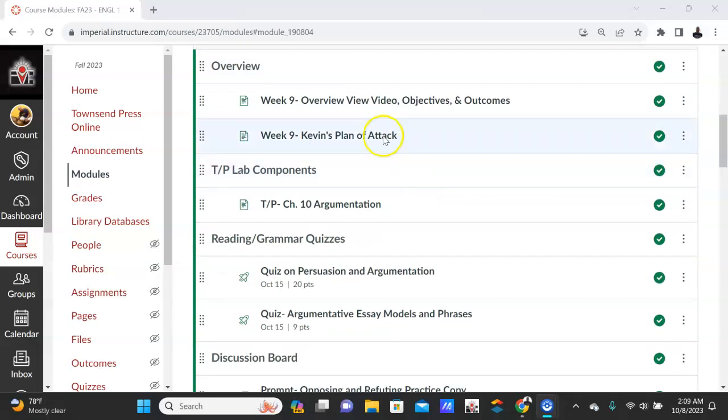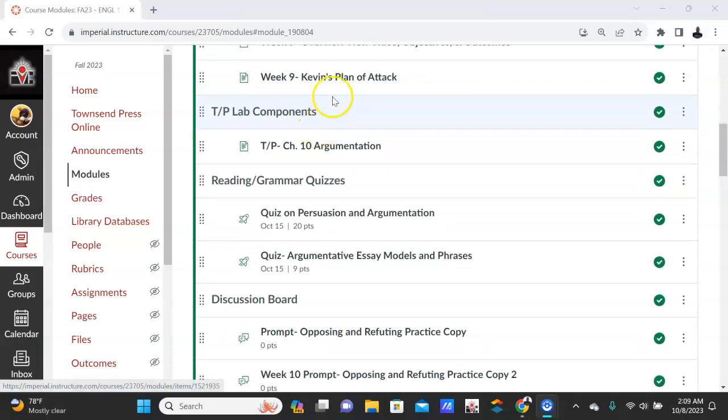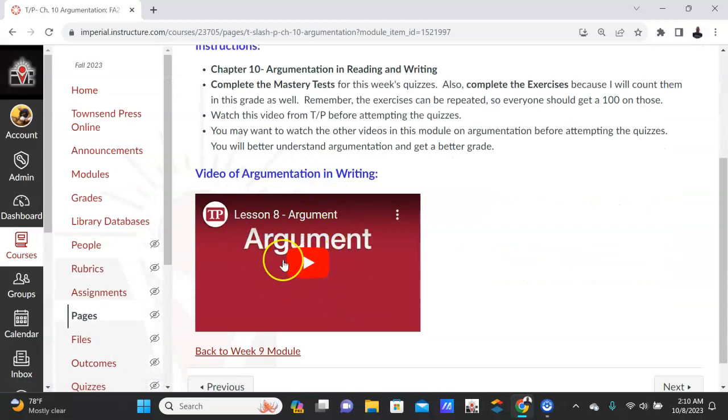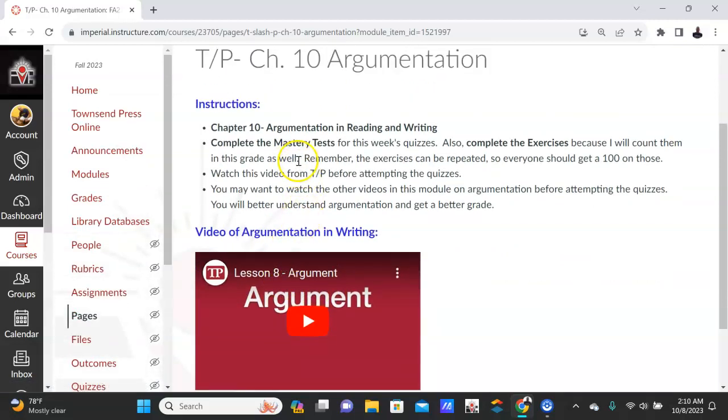So, overview and the objectives, you can look here. My plan of attack, that's what I'm going over now. How would I go about this week's work, completing this week's work? First is the Townsend Press lab component. Chapter 10 is argumentation. There's a video here. Watch that and then complete the mastery test and the exercises. I'm adding the exercises as a grade because you can redo the exercises until you get 100. So those hundreds along with the mastery test scores should help you do better.